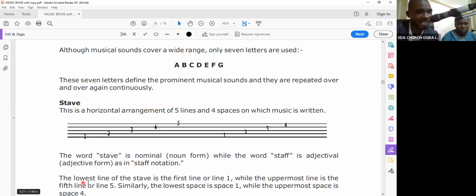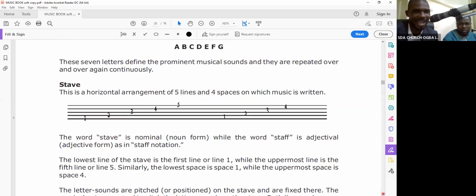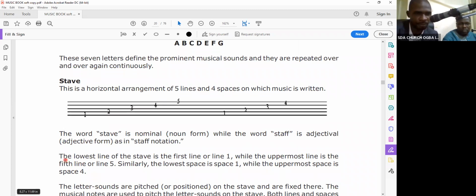The word stave is actually nominal, that is, in noun form, while the word staff is adjectival, adjective form, as in staff notation. What that means is that the name of these 5 lines and 4 spaces is stave. The name is not staff, because we hear some musicians say it is staff. It is not staff. The name, as per the noun, is stave. But when you want to refer to it in line with some other terminologies, in the adjective form, you can now say staff. So the word stave is a noun, but the word staff is an adjective.